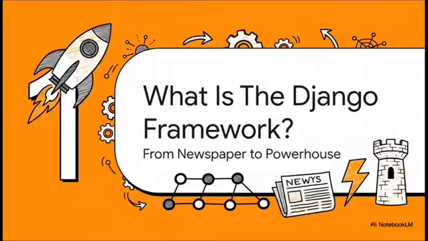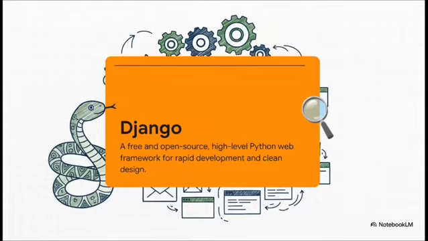Where in the world did this powerhouse of a framework even come from? At its heart, Django is a free and open source framework, written completely in Python. But what does that really mean for you? It means its number one goal is to get rid of all the tedious, repetitive parts of building a website so you can focus on writing the code that makes your app unique and do it way, way faster.